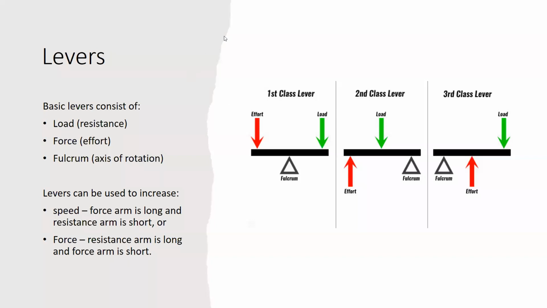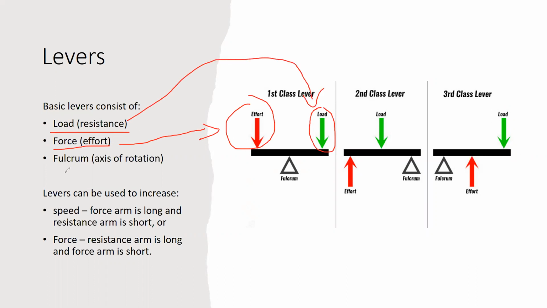So what is a lever? For lever, there are three components. The first one is the load, which is the green color. And we have force, which is the effort, this one. The load is this one here. And we have the fulcrum, which is the axis of rotation. So it's here.